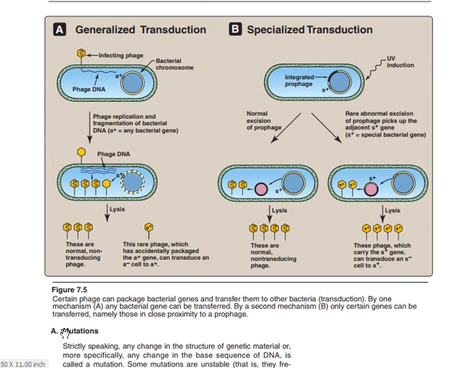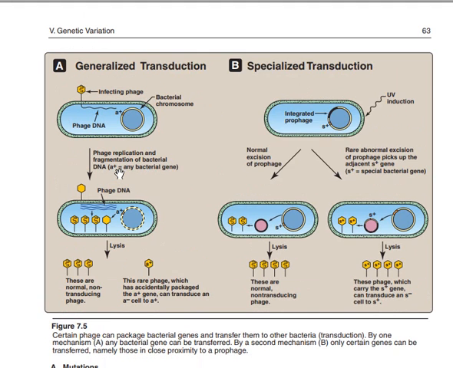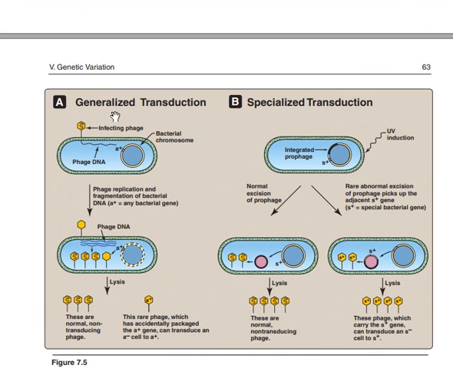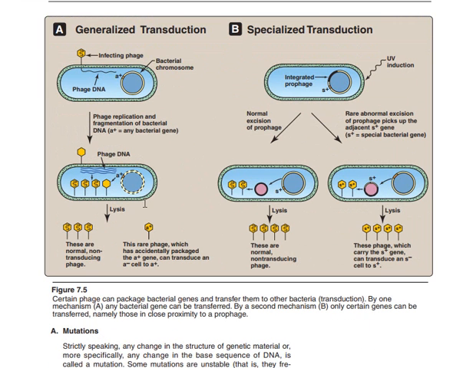So this diagram shows that certain phages can package bacterial genes and transfer them to other bacteria. This is a method of transmission of different genes by phage virus and not with the help of a plasmid. A phage virus can infect one bacterium and penetrate into the bacterial chromosome. Then there is phage replication and fragmentation of bacterial DNA.